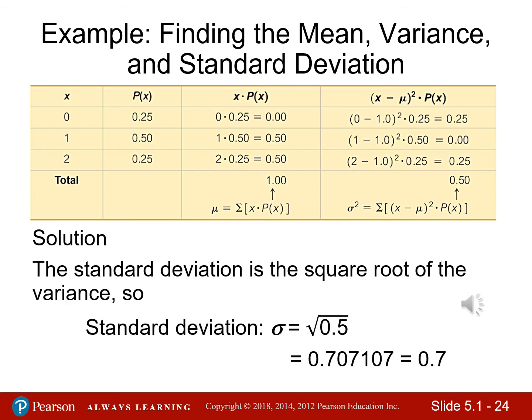And finally, we can calculate our standard deviation for our probability distribution by simply finding the square root of our variance, which we've already calculated. Recall our variance was equal to 0.5. So the square root of 0.5 is equal to 0.707107, or approximately 0.7.